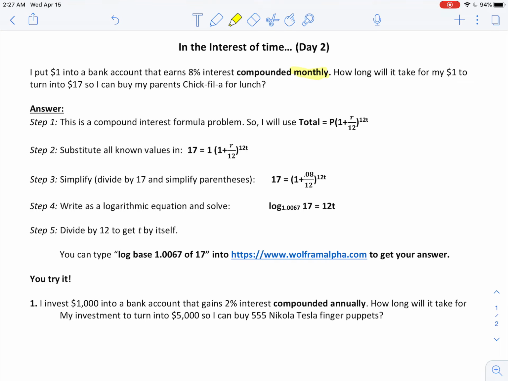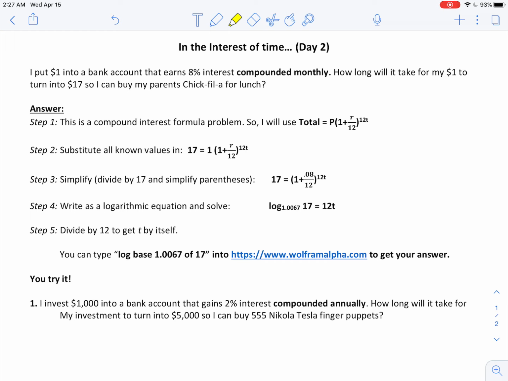Happy Wednesday. I wanted to review a little bit of yesterday's work. Today we're going to do the same thing, but we're tacking on monthly. It's compounded monthly now, but we're taking the same approach.